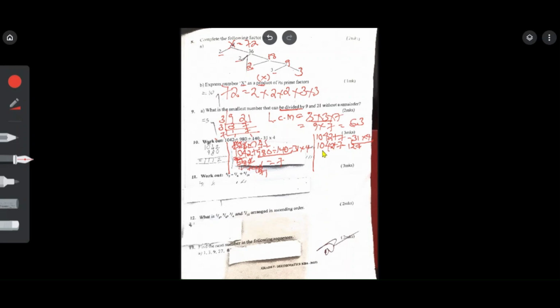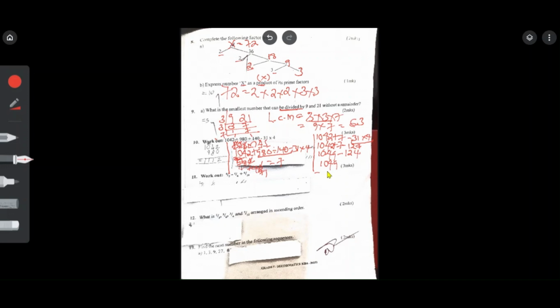Okay, then I add these two. The next step is to add these two. 1042 plus 7 will give me 1049. I am adding here 1042 plus 7 gives me 1049. Then I am subtracting 124. And I can just come here and do the simple sum of subtraction.